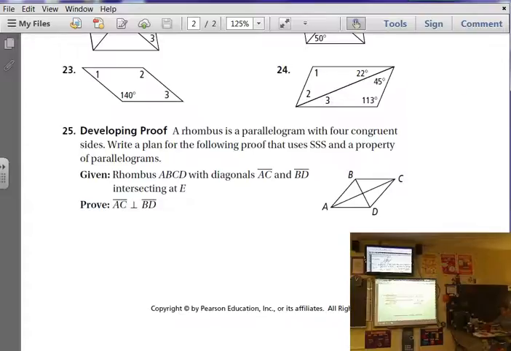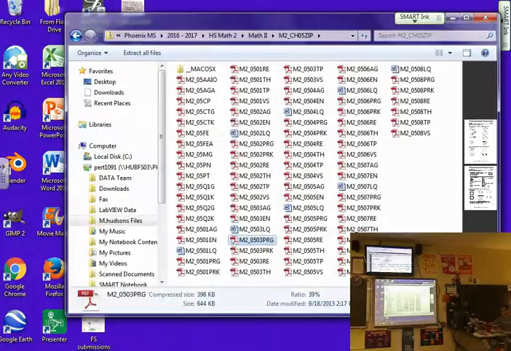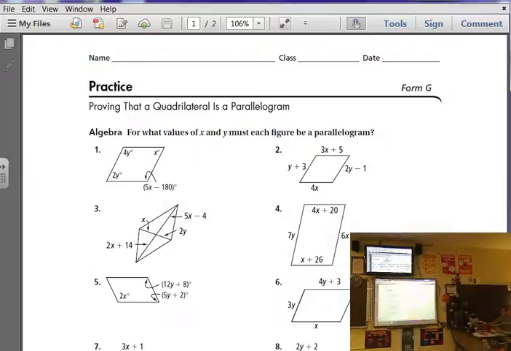All right, 5-3. Did we do G or K on that one? G. Carmen. Number 10.